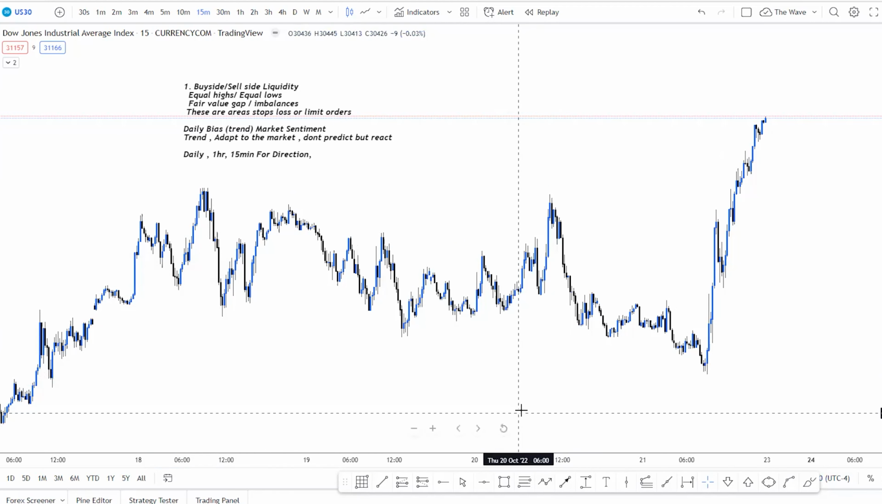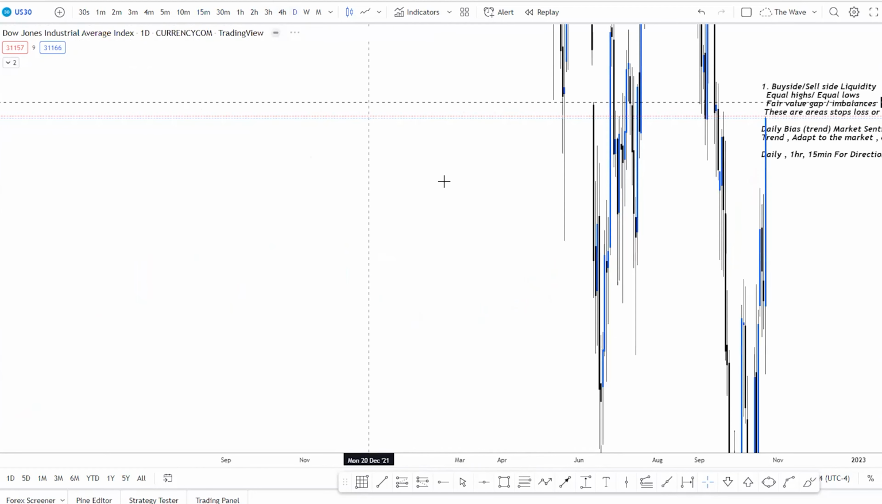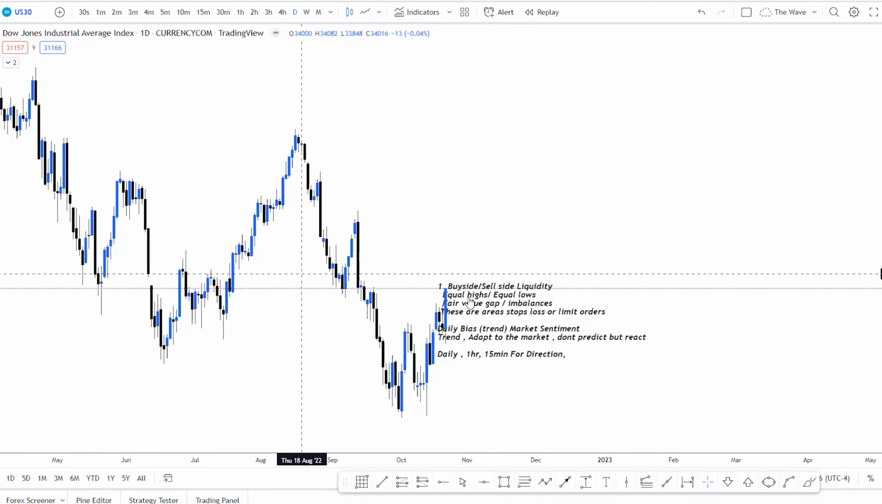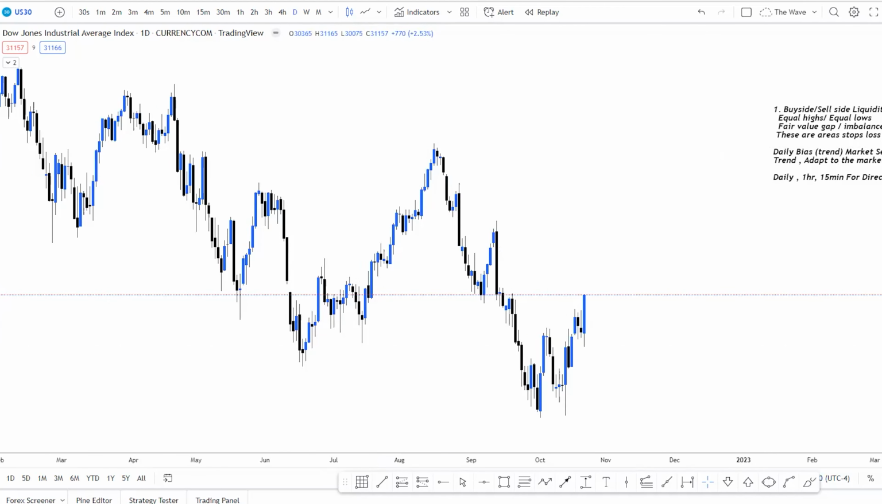So we go to the daily. We can see that we had been in this downtrend, right? It was a lower high, lower low, lower high, lower low, lower high, lower low, lower high, equal lows. Okay. Now the market has been making this push up recently, and now we're creating equal highs here.